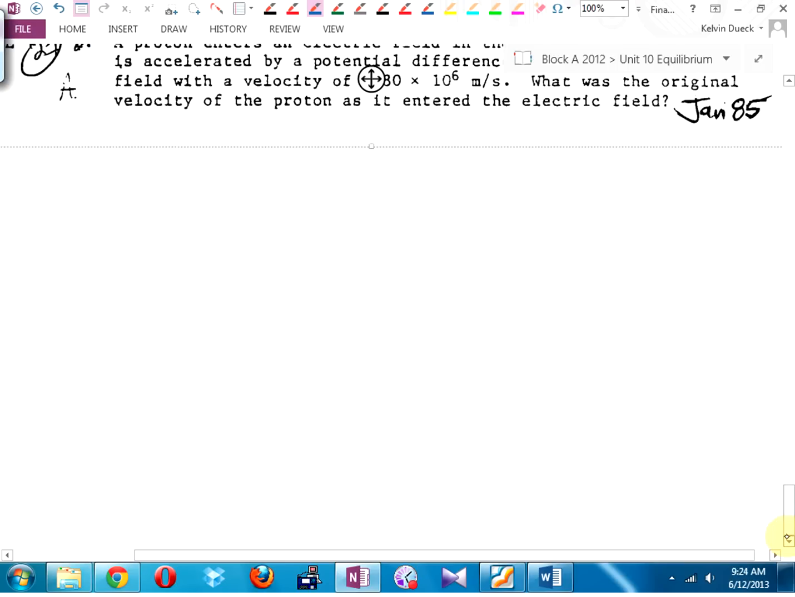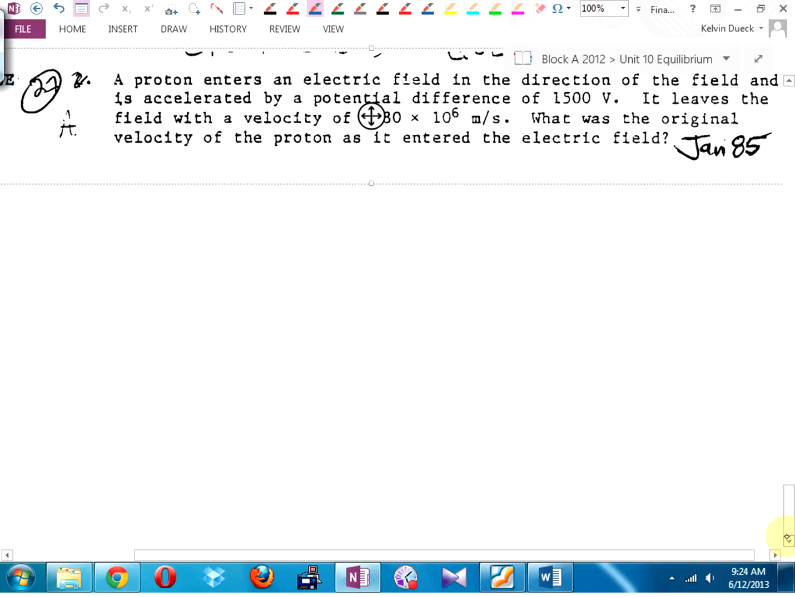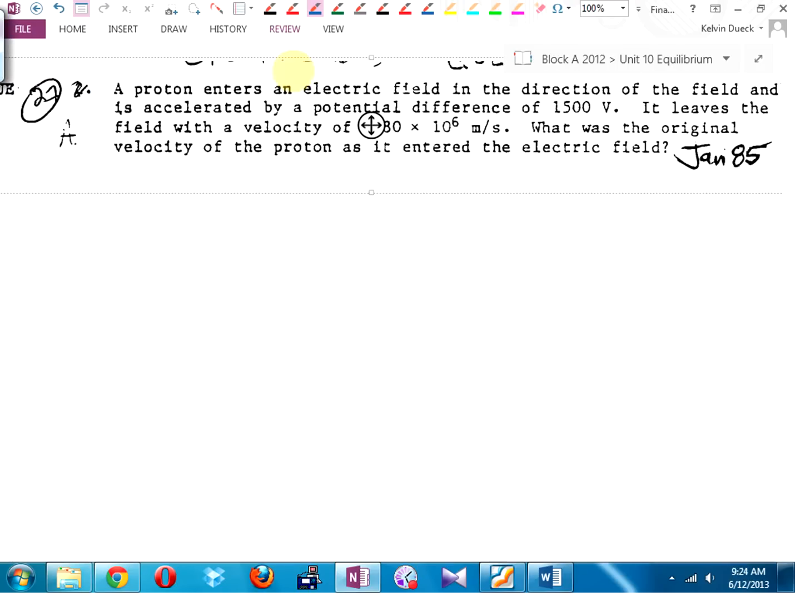A proton enters an electric field in the direction of the field and is accelerated by a potential difference of 1500 volts. What's another word for potential difference? How do you know? Because look at the units. It leaves the field with a velocity of 7.8 times 10 to the 6th meters per second. What was the original velocity of the proton as it entered the electric field?